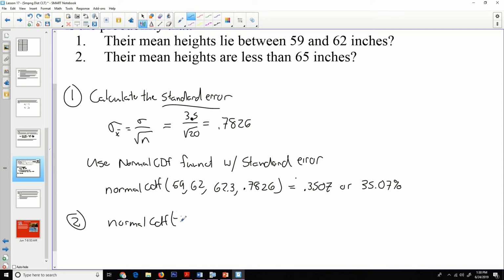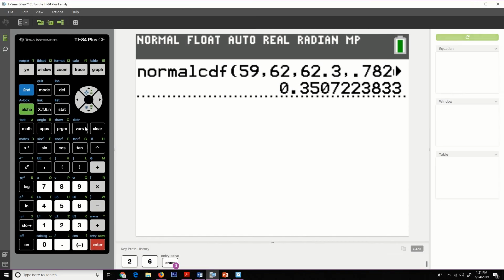But in this case, we'll put in negative 10,000 because we just want it to be less than 65 inches. Our upper bound is going to be 65 inches. And then we'll keep our global mean, which is the mean of the sampling distribution, and then our standard error, 78.26.